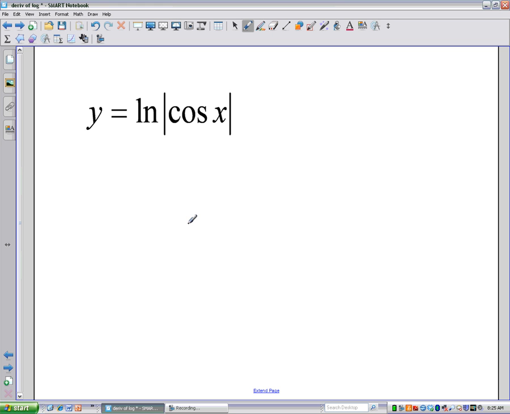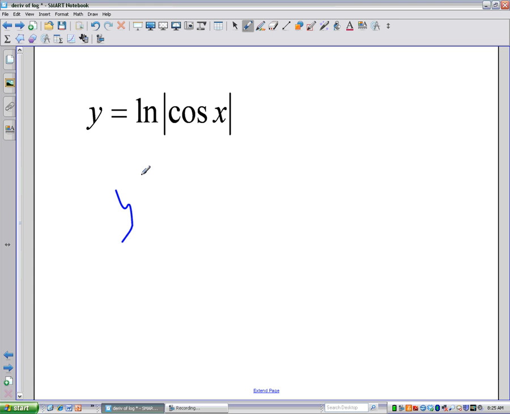Derivative of the natural log of the cosine of x. And the reason it's an absolute value is because the natural log can't take a negative and the cosine goes negative, so we would get some sort of an error. If you tried to graph natural log of cosine, you'd get some error messages here and there. So we just do the absolute value of it. So y is the natural log of the absolute value of the cosine of x. It's not going to be that big a deal as we move forward.